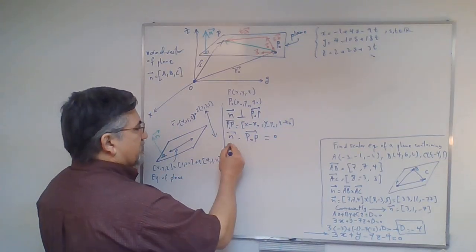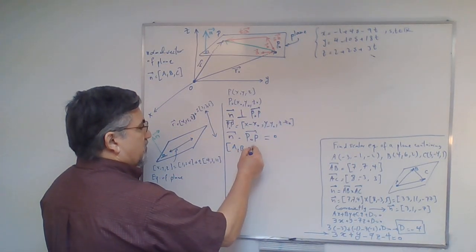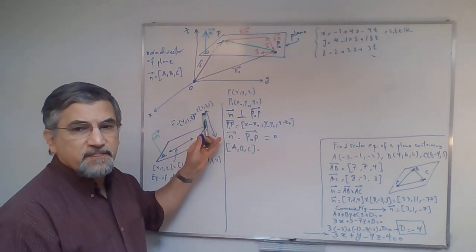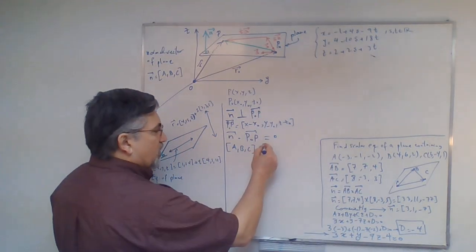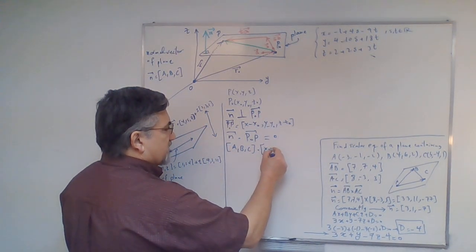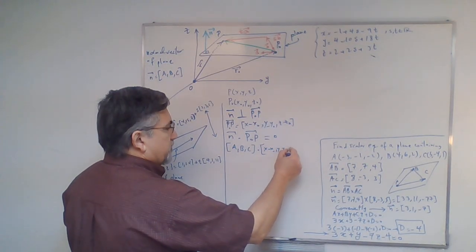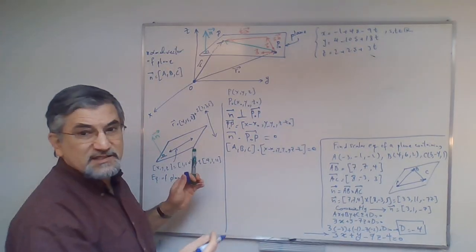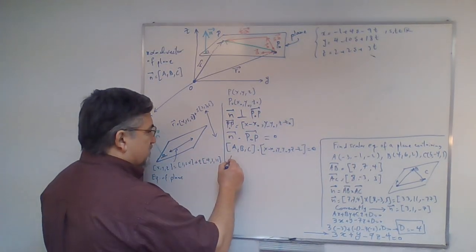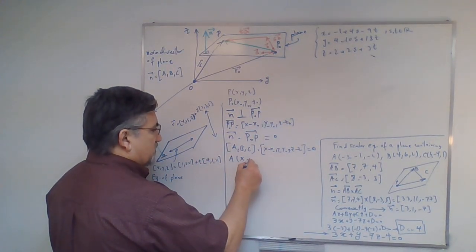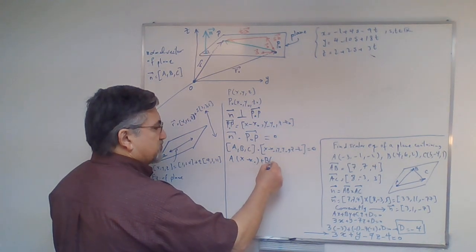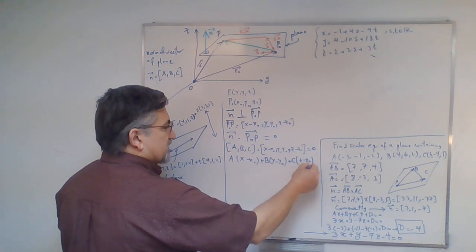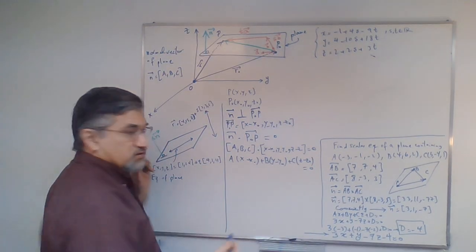So I can write down here a comma b comma c, which is the components of vector n, dot this other vector we had, x minus x naught, y minus y naught, z minus z naught. This is equal to 0. I can say the dot product is 0. And then we can do the multiplication. A times x minus x naught plus b times y minus y naught plus c times z minus z naught equals 0.